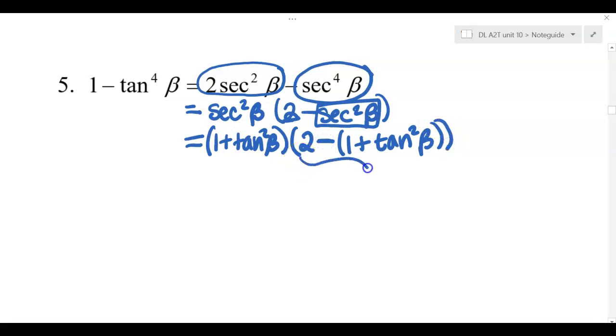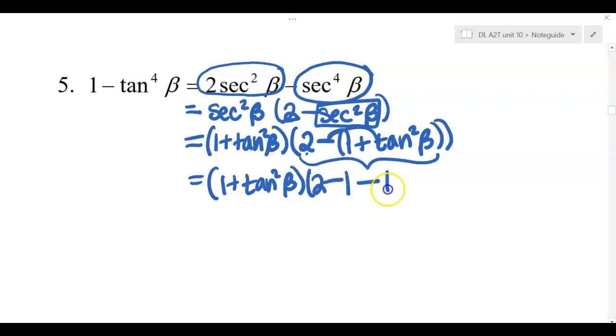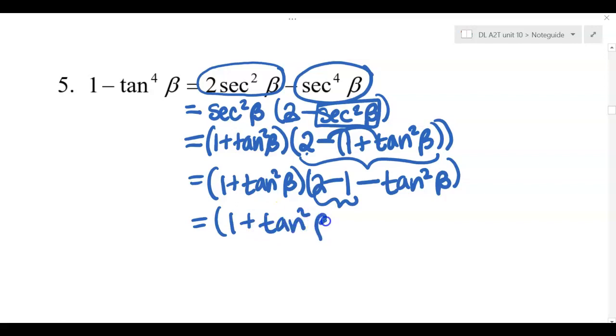Okay, so let's simplify this one a little bit because it looks a little wacky. So 1 plus tangent squared beta is just going to hang out there for a minute. This one has a 2, and this minus distributes to each of these. So 2 minus 1 minus tangent squared beta. And 2 minus 1 can actually be combined together to be 1. So this would say 1 plus tangent squared beta and 1 minus tangent squared beta. So, good thing, I have tangents only. Bad thing, it doesn't yet look exactly like it does, but notice this one has a power of 4.